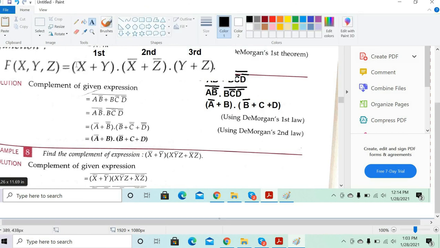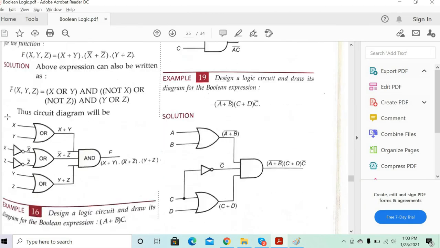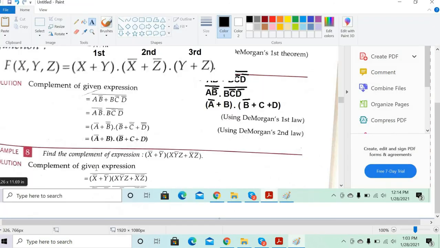The first term is x plus y, so x and y are input to an OR gate. The second term is x bar plus z bar. So x you pass through the NOT gate, z you also pass through the NOT gate, then pass through the OR gate. Then the third term is y plus z, which is nothing but the y input and z input passed through the OR gate. The output of all this will pass through the AND gate. Okay. Got it? First x plus y you need to represent like this. Yes, sir. Got it. Understood, right?